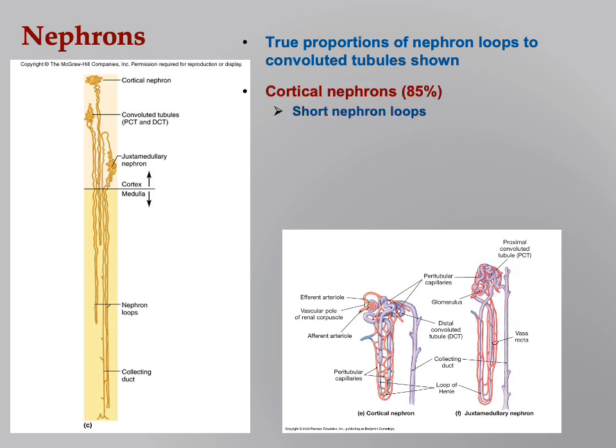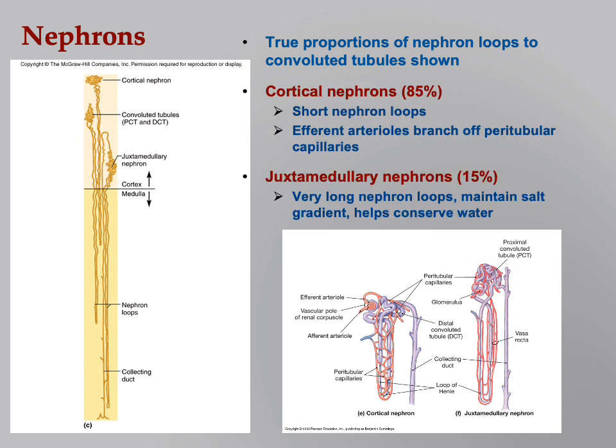Cortical nephrons versus juxtamedullary nephrons. So some nephrons are way up high in the cortex. We call those cortical nephrons. Some are down, if you look at the picture on the left, you can see that dividing line there between cortex and medulla. Notice there's a nephron that's right down near the dividing line. That's called a juxtamedullary nephron.